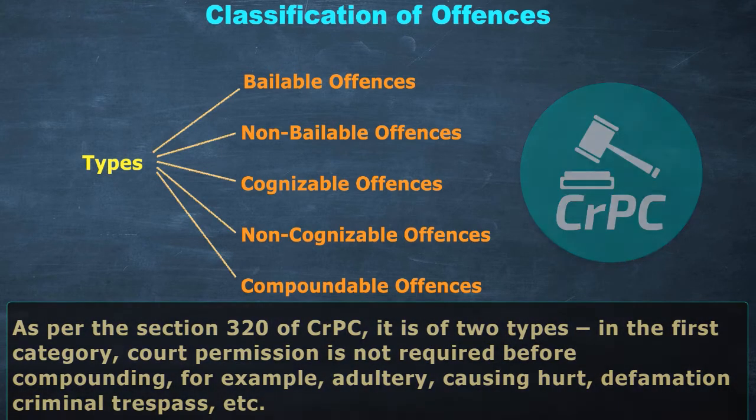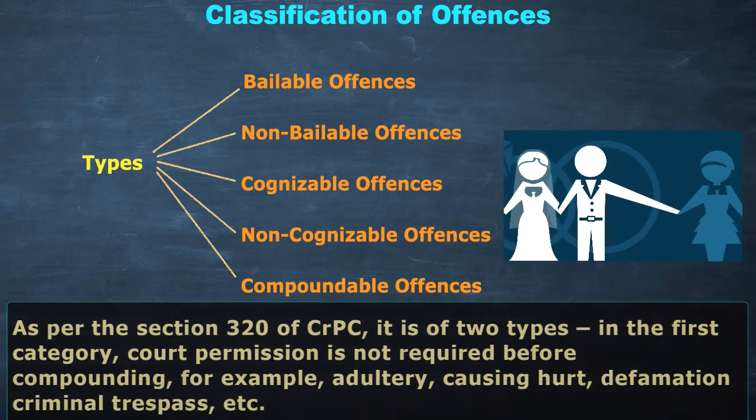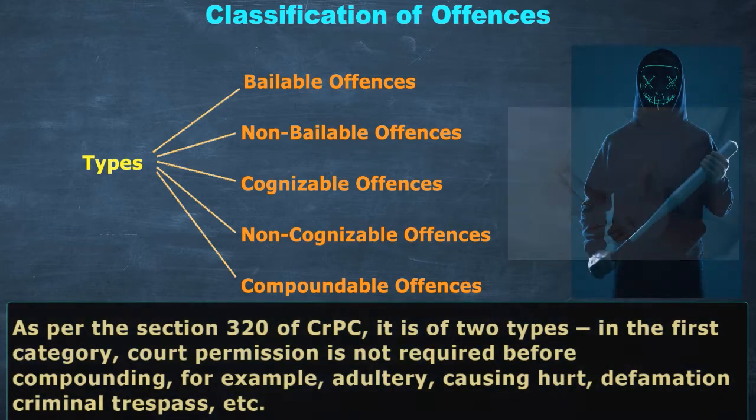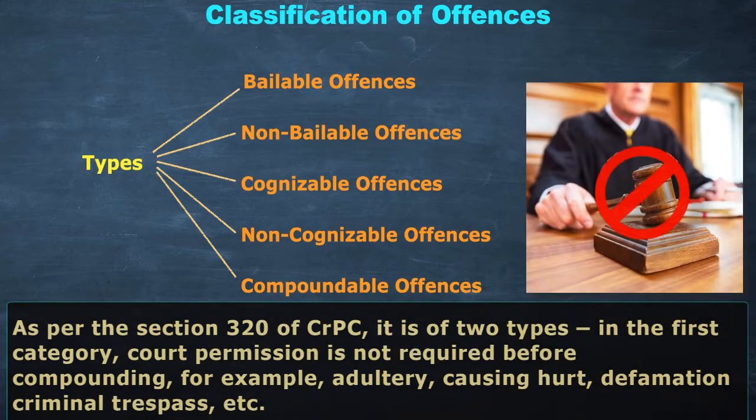The first one is where court permission is not required before compounding. For example, adultery, causing hurt, defamation, criminal trespass, etc. These are such kinds of offenses for which compromise is possible without the permission of the court. Or in other words, for such offenses, court permission is not required to compromise, to compound, okay?